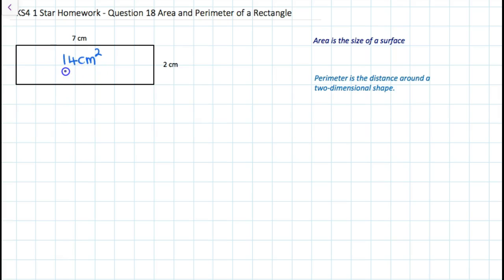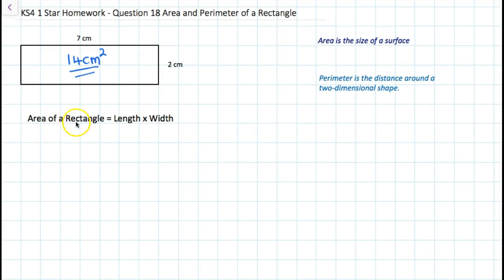Now, as you go through your GCSEs, you will not be given the squares all the time to be able to count. So you need to remember the relationship between the numbers and the squares that are contained within the rectangle. Okay, so we've got the area of a rectangle is equal to the length times the width.